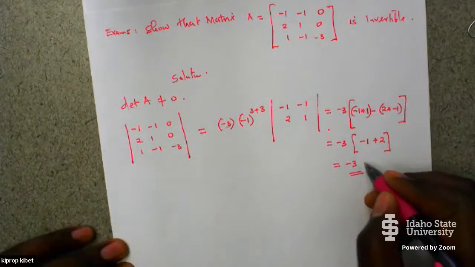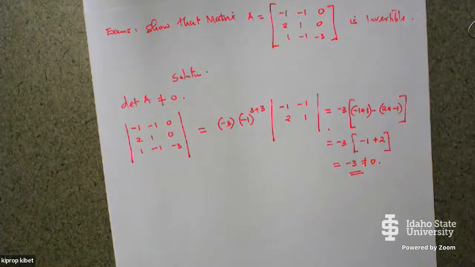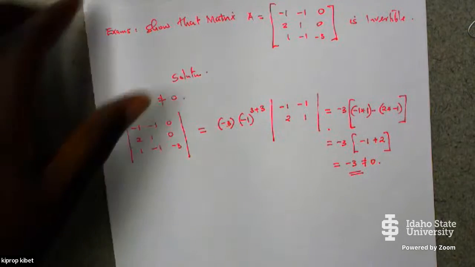This -3 is not what? It's not equal to 0. So it means that the matrix is invertible.